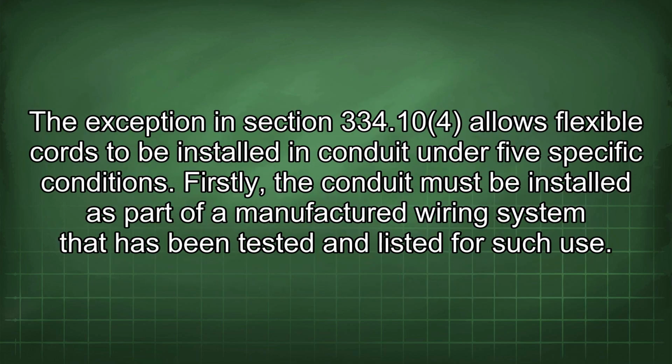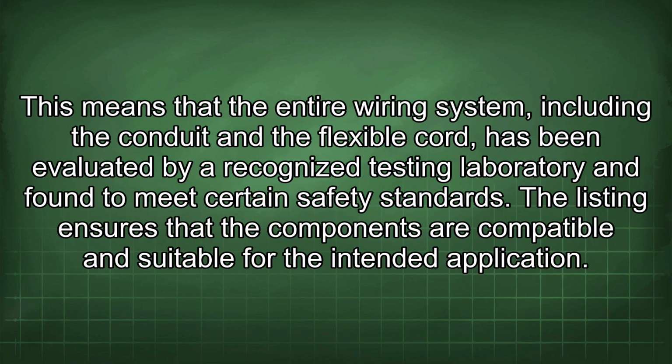The exception in Section 334.10 allows flexible cords to be installed in conduit under 5 specific conditions. Firstly, the conduit must be installed as part of a manufactured wiring system that has been tested and listed for such use. This means that the entire wiring system, including the conduit and the flexible cord, has been evaluated by a recognized testing laboratory and found to meet certain safety standards.